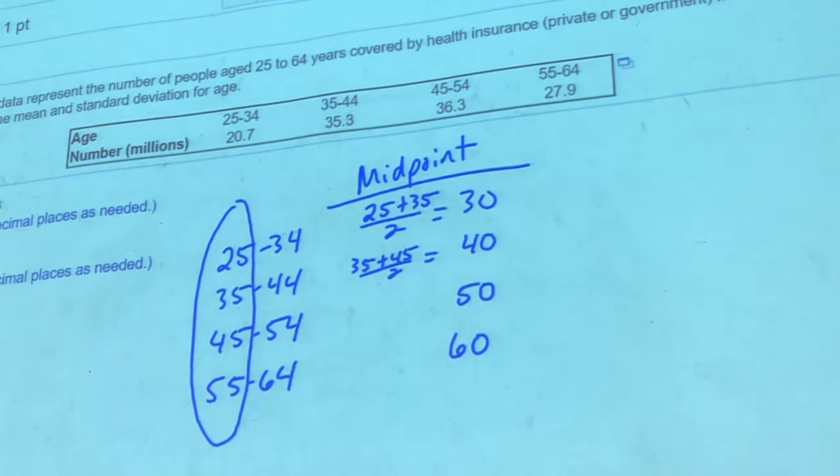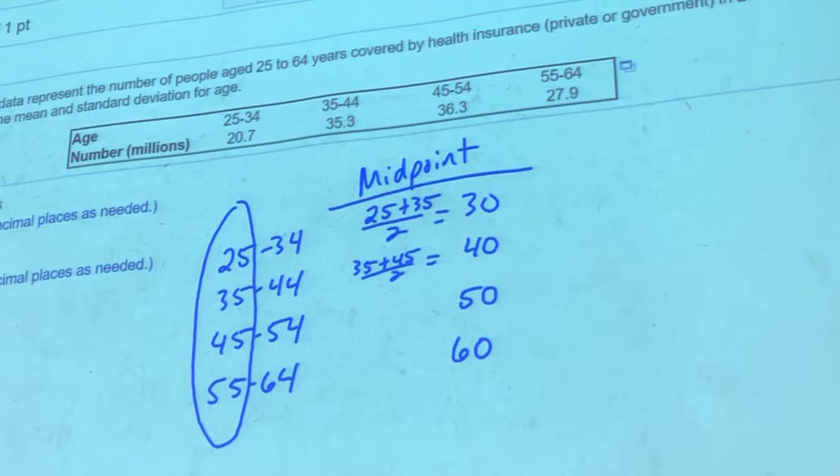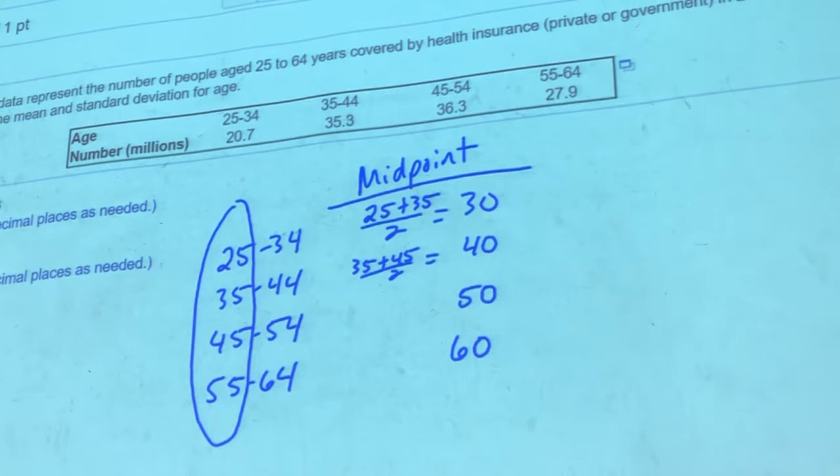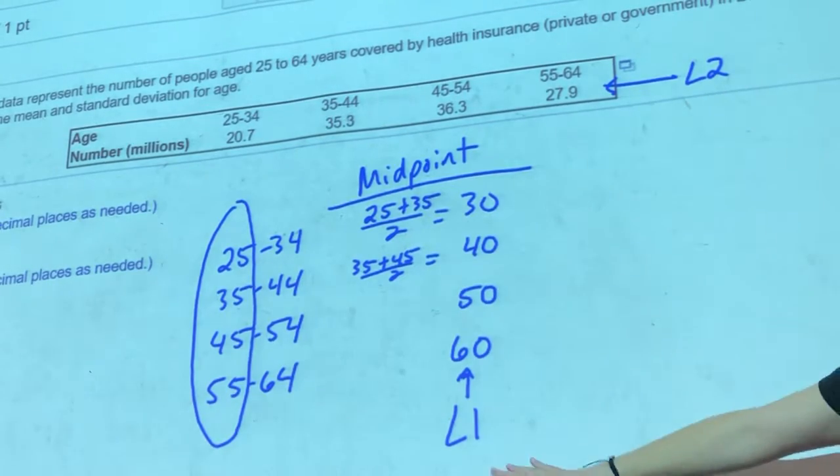So those values are going to go into what column in our calculator? L1? Yeah, those are going to go in L1. And then what goes in L2? The number of what? Oh, in millions. That's right. Okay, sorry. Here we've got L2. That's the number of people in millions. That's going to be our frequency. So this is the same thing as our frequency, L2. And this is our L1.